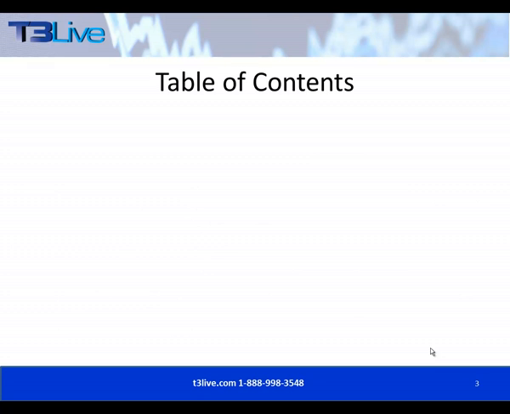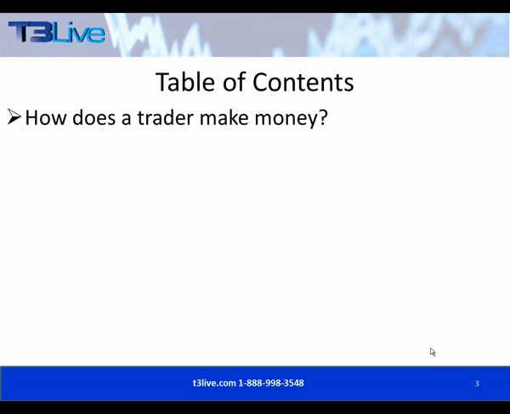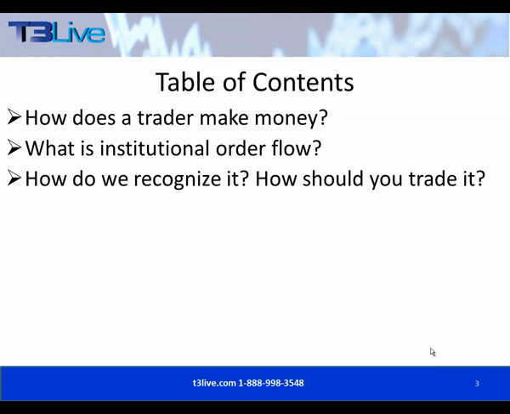All right. Table of contents. What are we going to discuss here? First and foremost, how does a trader make money? Number two, what is institutional order flow specifically? Once we understand what it is, next we get to how do we recognize it, and obviously most important is how do we trade it.